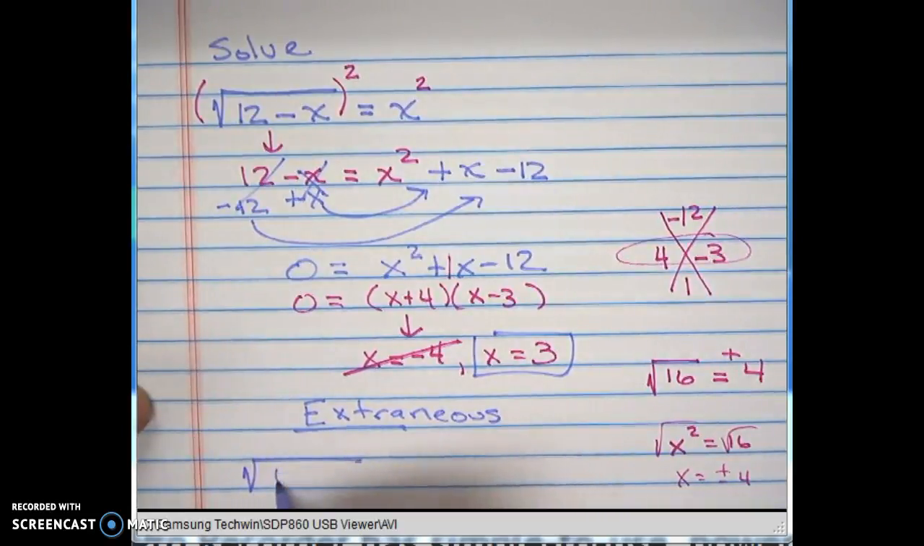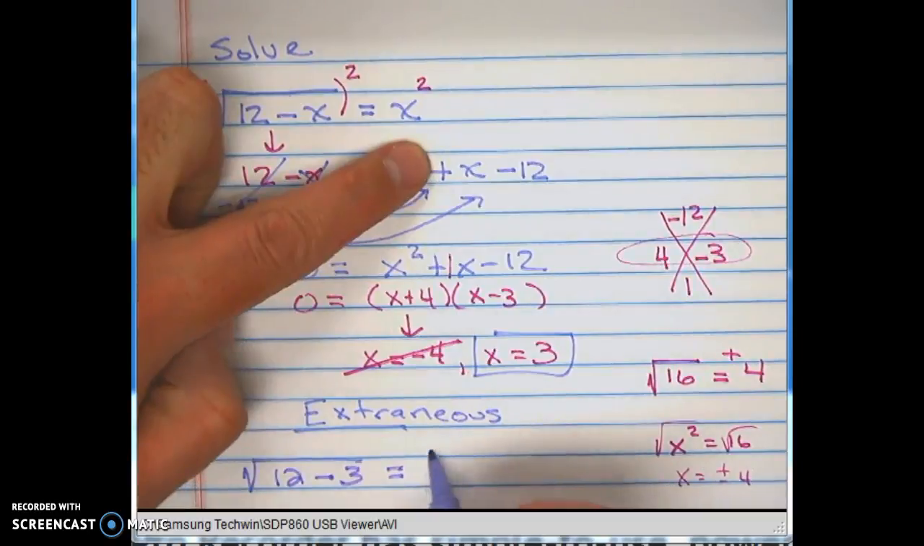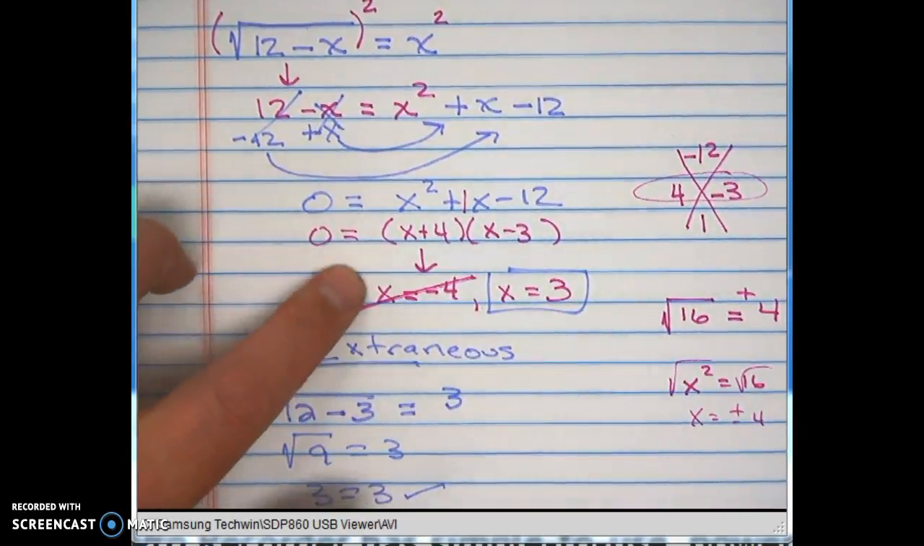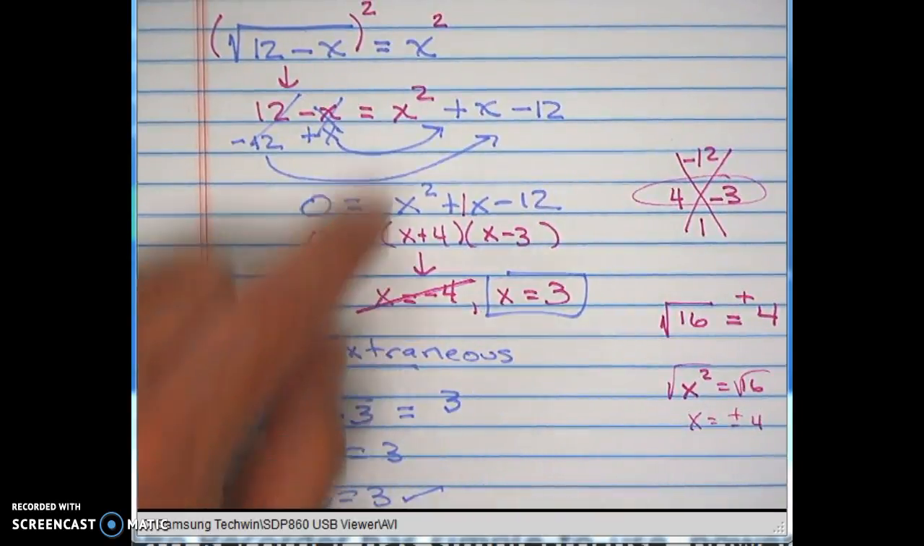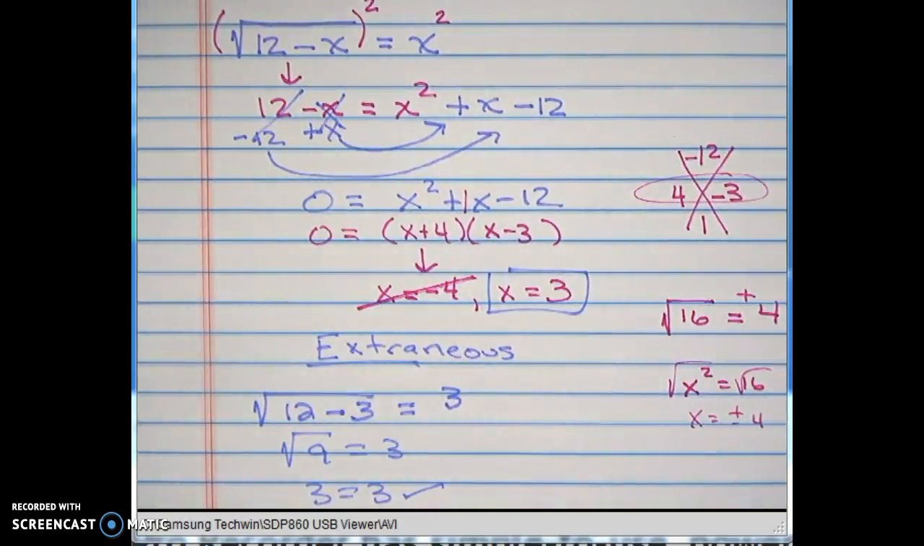Is the square root of 12 minus 3 really equal to 3? Well, yeah, 12 minus 3 is 9, and the square root of 9 really is 3. So 3 is equal to 3, and it works out. And so they would say 3 is the actual answer, not negative 4. And so just be careful of those extra ones. Oftentimes in radicals, the extraneous or extra solution is the negative answer. Not always, but most of the time.